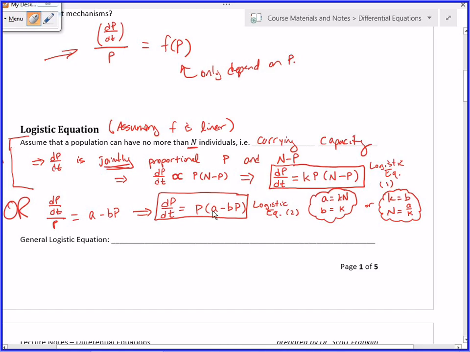So if you're given the equation in A minus BP form, you could figure out the carrying capacity as just letting K be B, and then N is A divided by K, or essentially A divided by B.